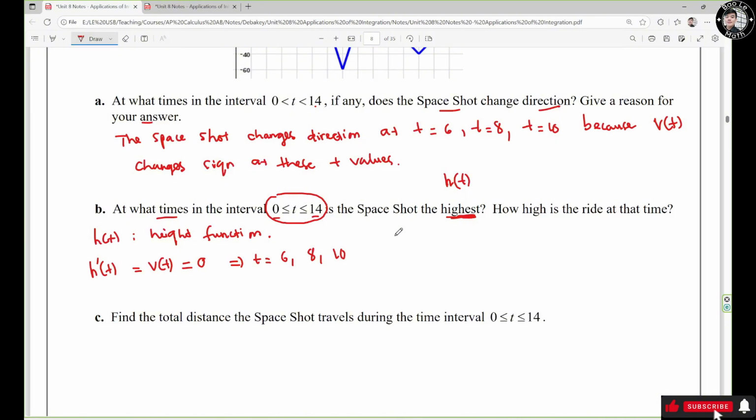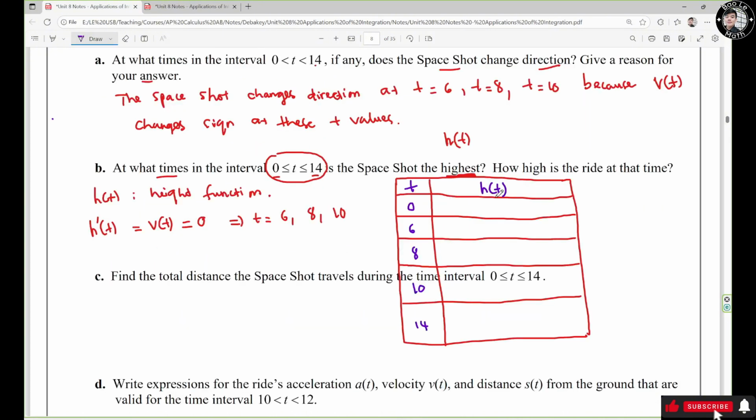So we have the following table. Now h of t is the antiderivative of v of t, so it's going to be the integral of v of t dt. Remember, we start from 0, so the lower bound right here must be 0. The upper bound right here is this number right here. Since the lower bound and upper bound have the same value, this one must equal 0.